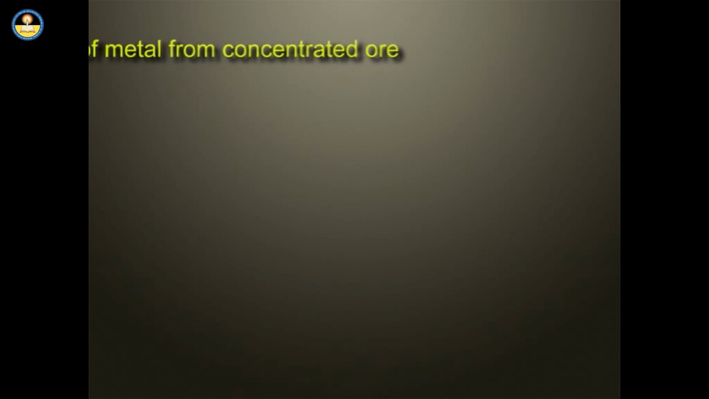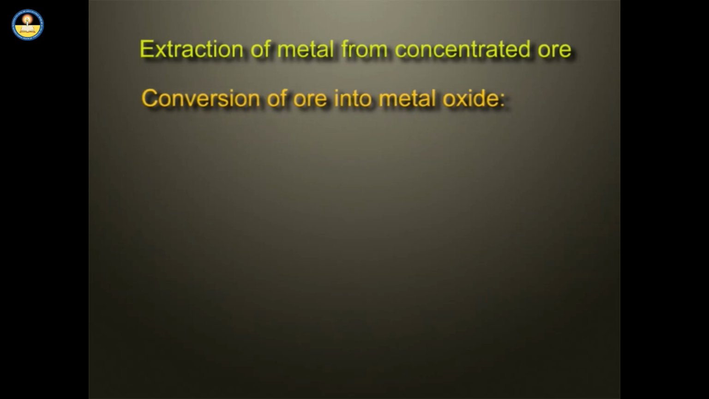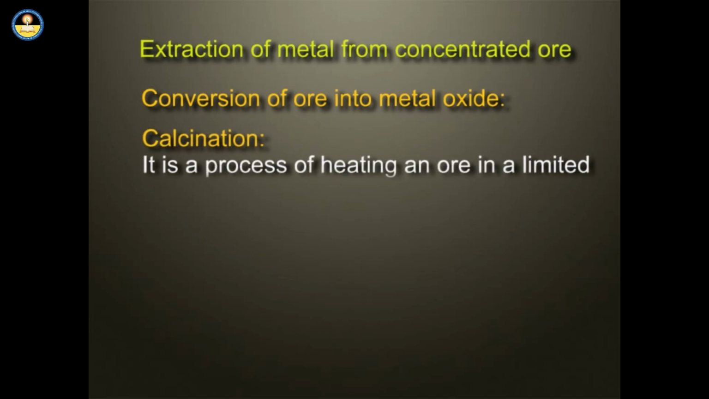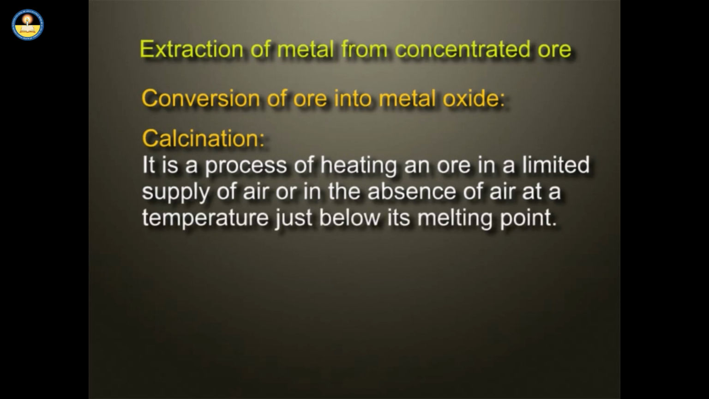We will now learn about extraction of metal from concentrated ore. This process involves a few steps. First is conversion of ore into metal oxide. This can be done by a few methods. Calcination is a process of heating an ore in a limited supply of air or in the absence of air at a temperature just below its melting point.